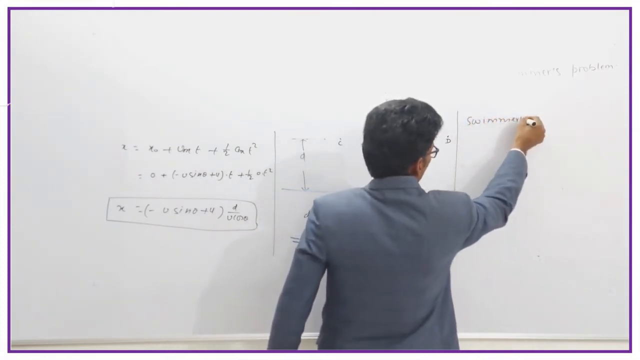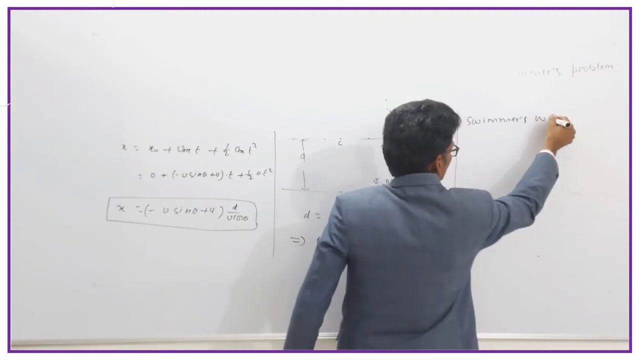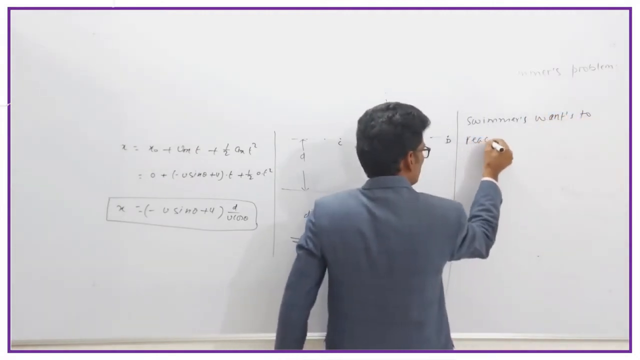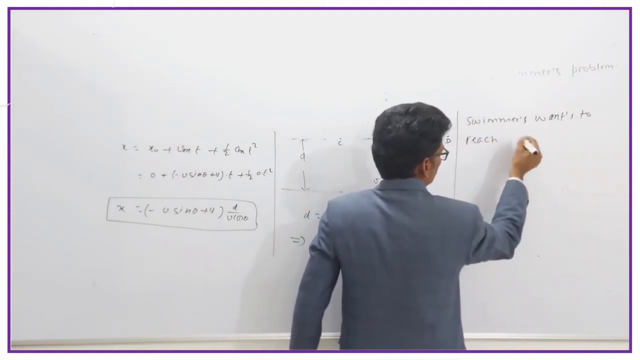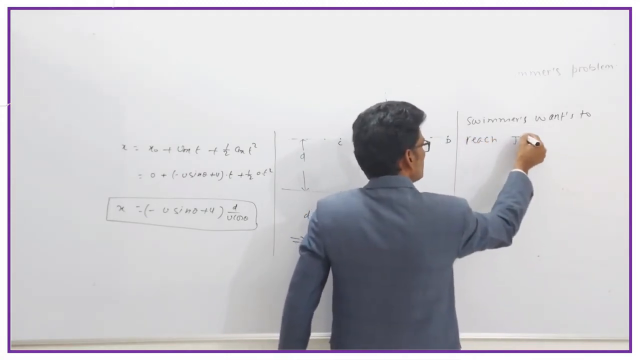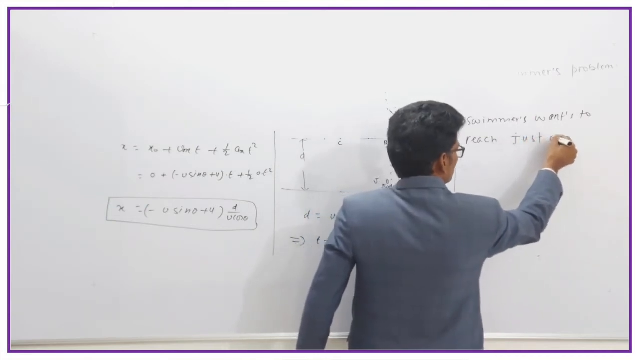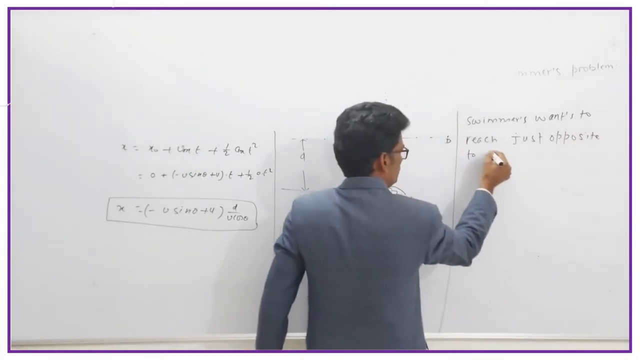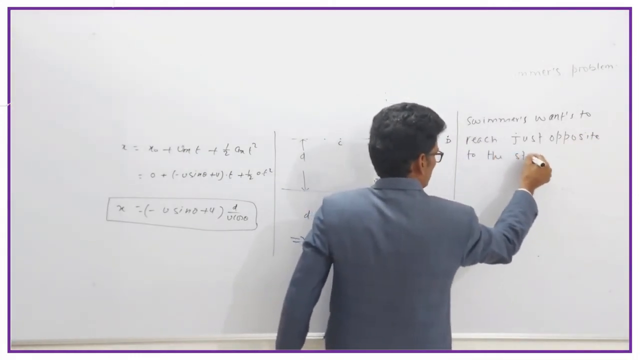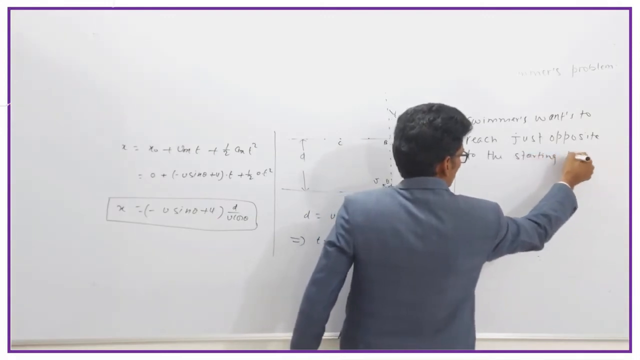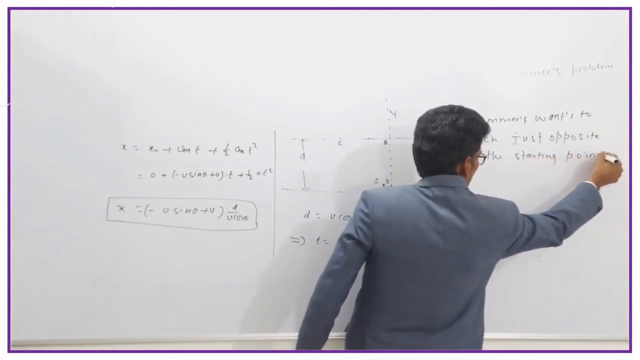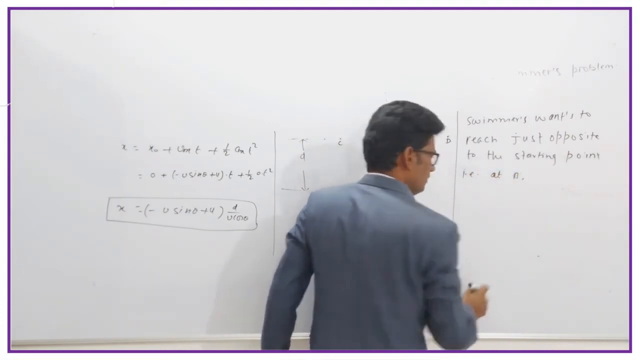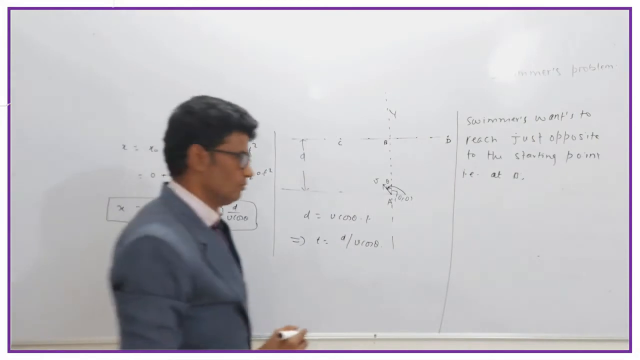the swimmer wants to reach just opposite to the starting point, that is at B, then the x coordinate will be 0.